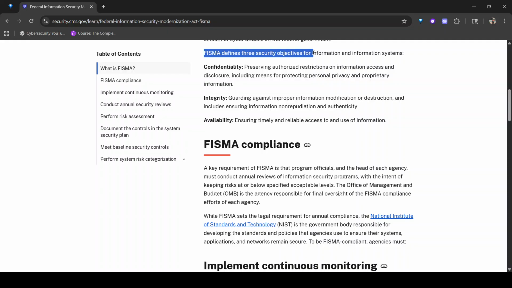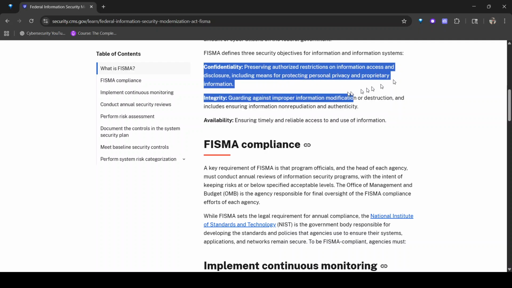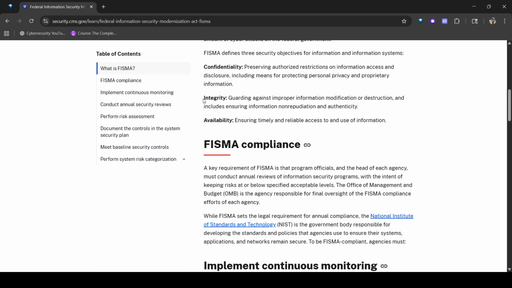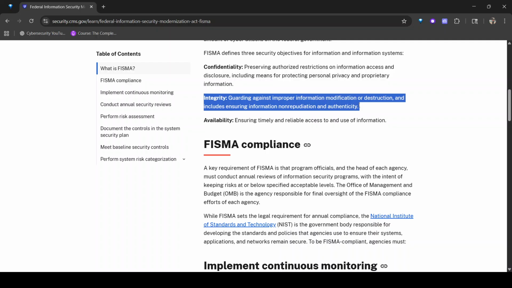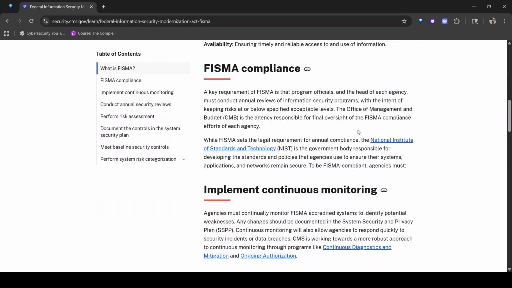FISMA defines 3 security objectives for information systems, the CIA triad: confidentiality, preserving authorized restrictions on information access and disclosure, including means for protecting personal privacy and proprietary information. Integrity, guarding against improper information modification or destruction, and includes ensuring information non-repudiation and authenticity. Availability, ensuring timely and reliable access to and use of information.